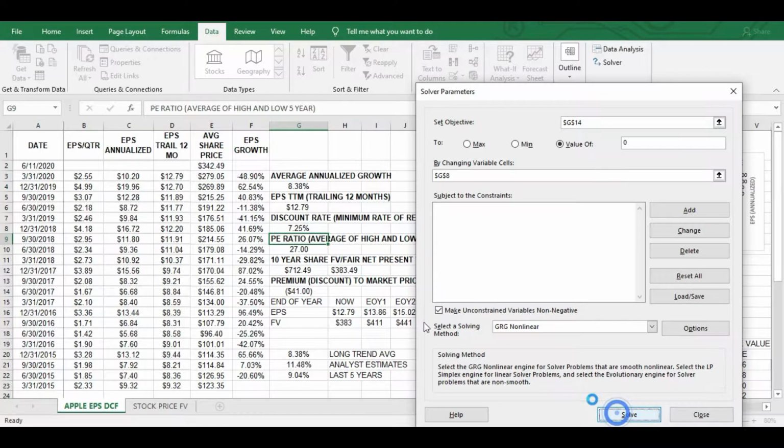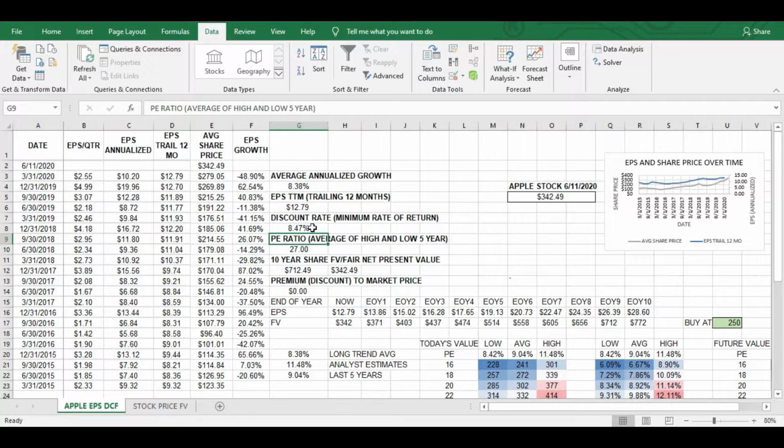So if we click solve, we can see that I can actually afford to pay a little bit more than what the stock net present value was, i.e. the price of it is today, and it will clear my hurdle rate of 7.25. This is because the PE, or the multiple, is so large and highly unlikely to continue into the future.